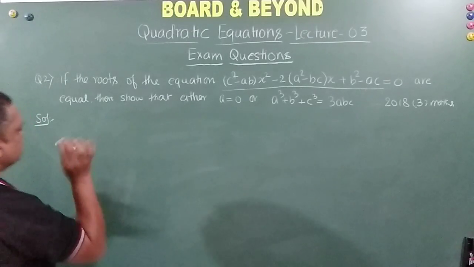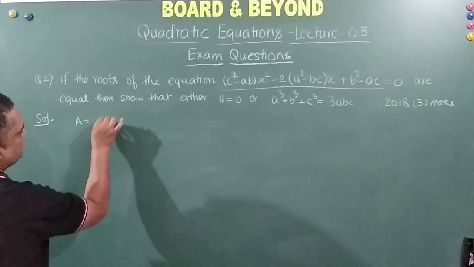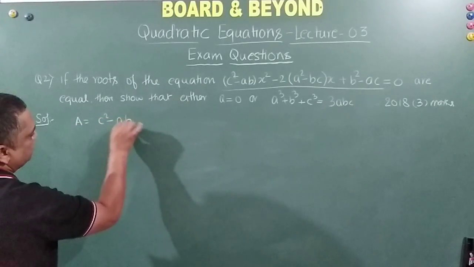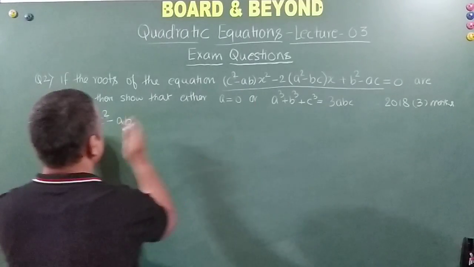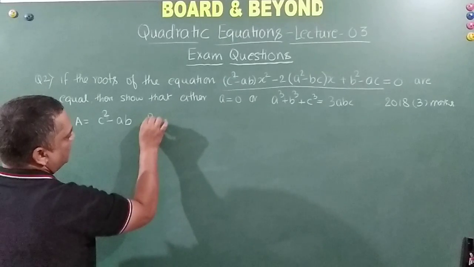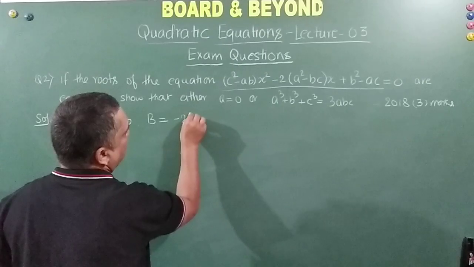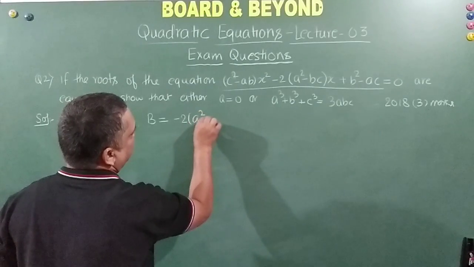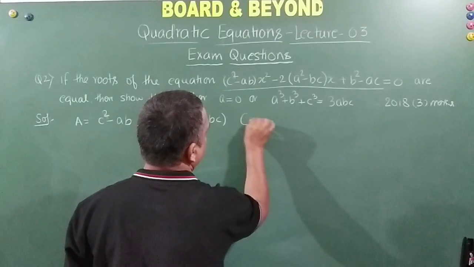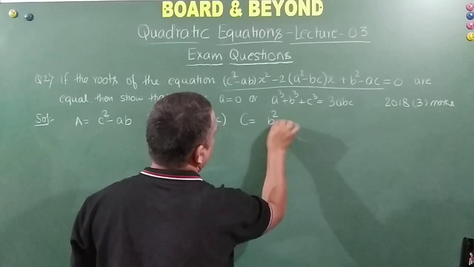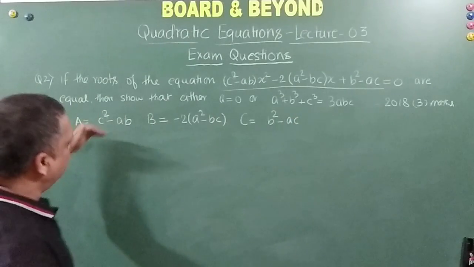First we will list down what is A. Since small a is involved, I will write capital A. So A is equal to c square minus ab. Let me try to write a little bigger. So the coefficient of x square is A. Now B is the coefficient of x with the sign, that is minus 2 into (a square minus bc). And what is C? C is equal to b square minus ac. So we have got A, B and C.